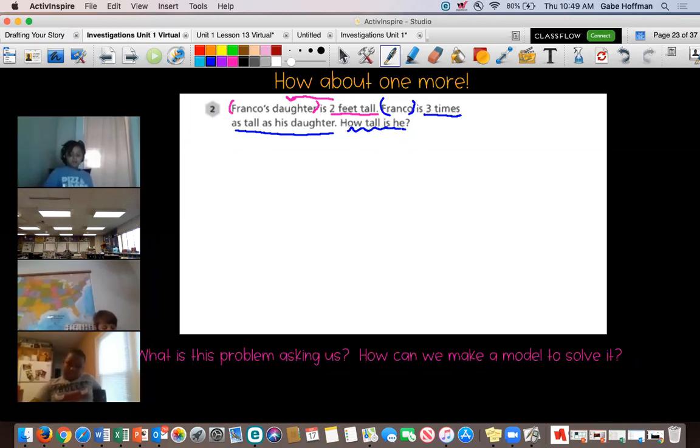I did it by doing groups, and I put dots in my 3 groups, and then I counted up my dots by 2s, and then I got 6. All right, hold on, pause.